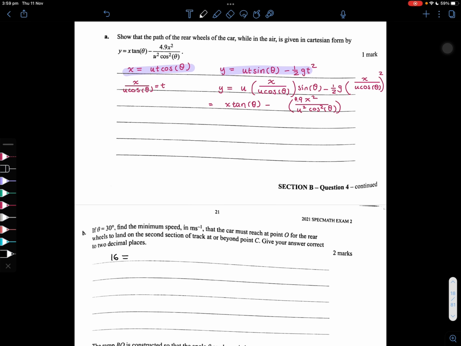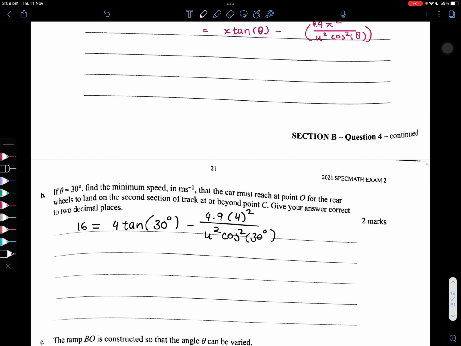So we want y to be 16, right? And we want x to be 4. And we also want theta to be 30 degrees. So we want tan of 30 degrees, take 4.9 x squared. Remember, x is just 4. u squared cos squared 30 degrees.